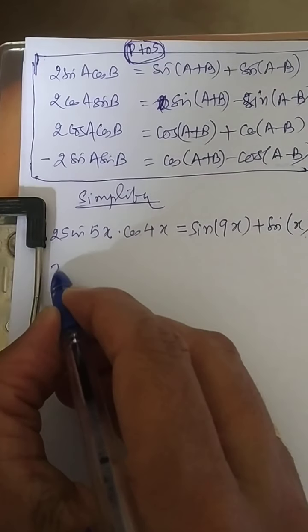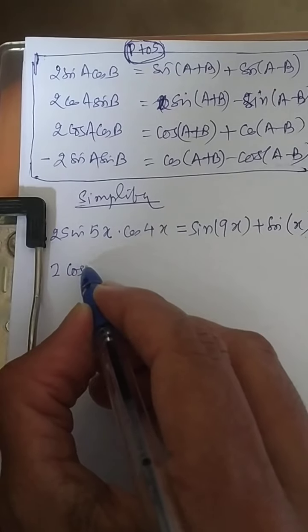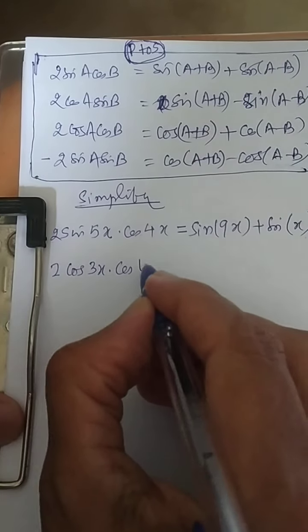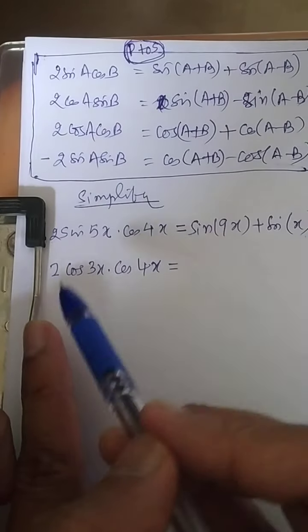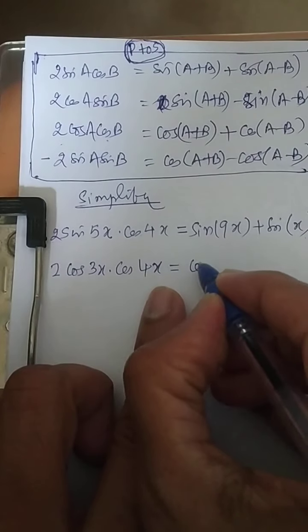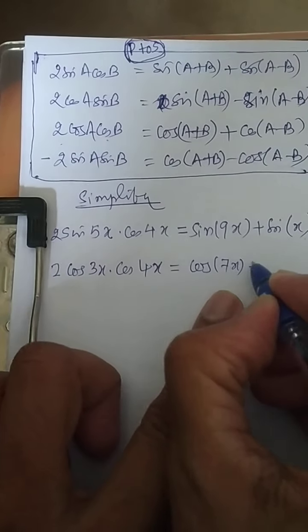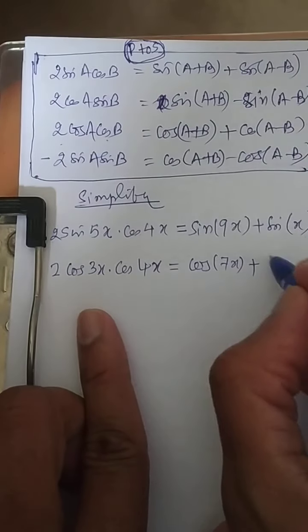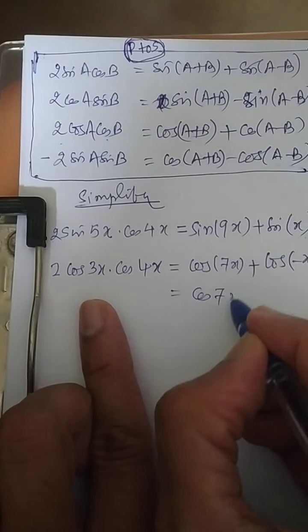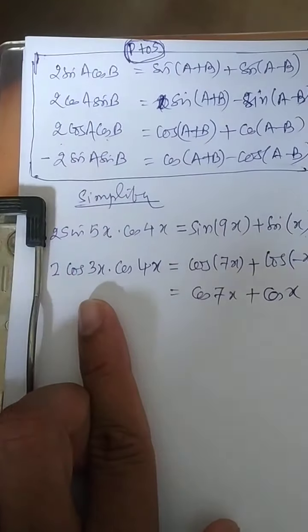Now 2 cos 3x into cos 4x. Now this is of the form 2 cos A cos B. It will be cos of a plus b, cos of 7x, plus cos of a minus b, it is cos of minus x. But in the next step you have learned that it is nothing but cos x.